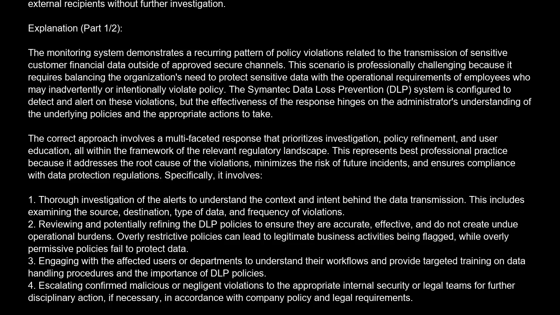Specifically, it involves: 1. Thorough investigation of the alerts to understand the context and intent behind the data transmission. This includes examining the source, destination, type of data, and frequency of violations. 2.